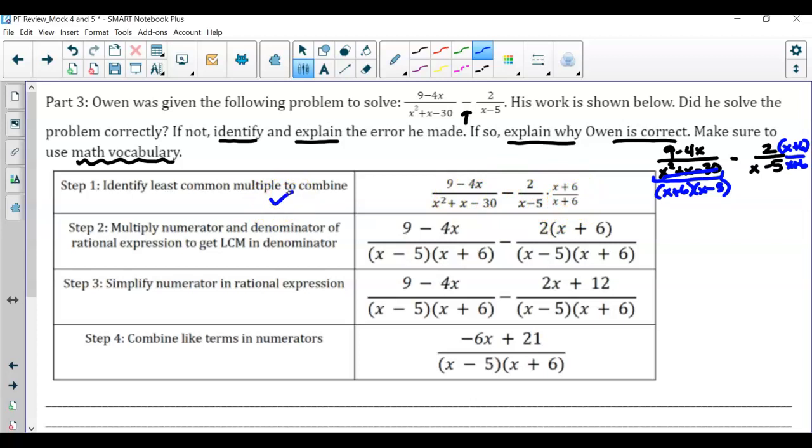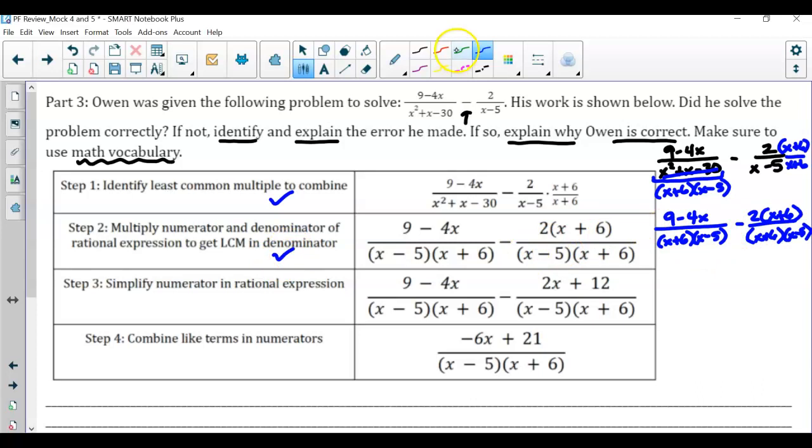So now I'm going to go through here and I've got 9 minus 4x over our denominator, x plus 6 times x minus 5, minus then 2 times the x plus 6, over x plus 6 times x minus 5. Now, no worries on the fact that it got switched here, how they have it written, because remember, commutative property tells us you're going to get the same answer. So it's okay if it's switched, but does it match? Yes. So we're good on that.